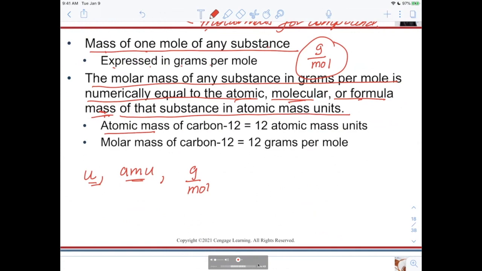Atomic mass for carbon 12: if they're asking atomic mass, you will provide your answer as 12 atomic mass units. If they ask you for molar mass, 12 grams per mole. If it's a free response, write whatever you feel works for you. But if you're working on your homework problem and the answer unit has either this unit here or that unit, just go with it. Okay, the most important thing at that point is your answer.